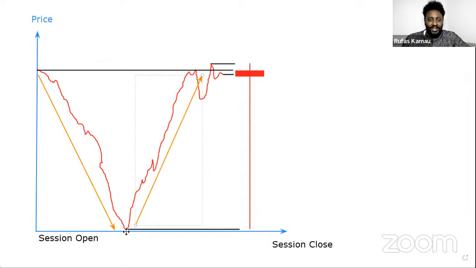So in this case, there is an interpretation that there was a change of control here. On one side, the sellers were controlling the market. On this other side, the buyers were controlling the market. The long lower tail basically indicates a rejection of lower prices. Sometimes you will see some analysis describing this as a rejection zone, a price where lower prices were rejected and price moved in the opposite direction.